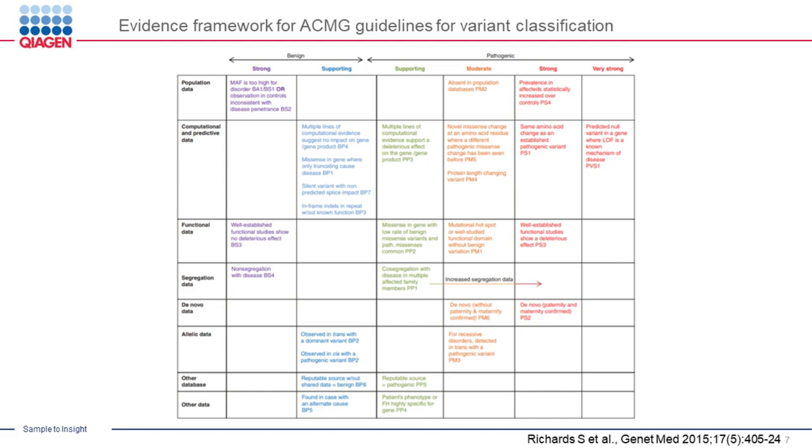So what the variant scientists will do is they'll look to see which of these criteria does my variant meet, and those criteria in aggregate classify a variant as benign, likely benign, a variant of uncertain significance, likely pathogenic, or pathogenic, depending on the combination of rules applied. And you can read more about this framework in the publication down to the right.